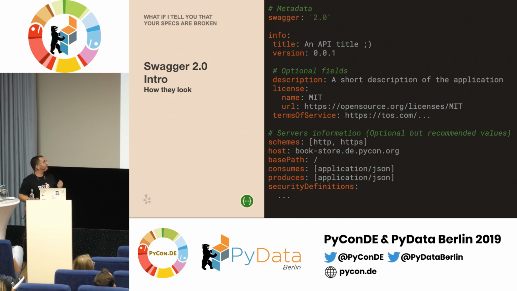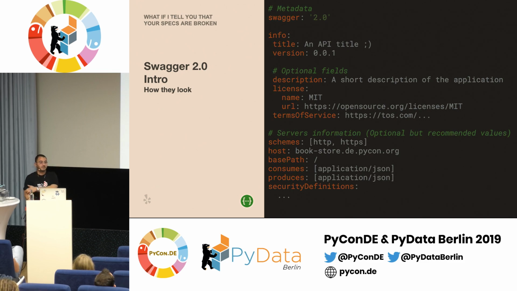Then we have the server's information area. I mentioned that Swagger specifications are self-contained. In order to be self-contained, we need to make sure that our clients know how to talk to the service. So which protocol they are supposed to use, where they are supposed to send the request, and what the data is supposed to look like. In this case, for example, JSON. But eventually you also have some security definition. Maybe you are using tokens or different types of authentication.